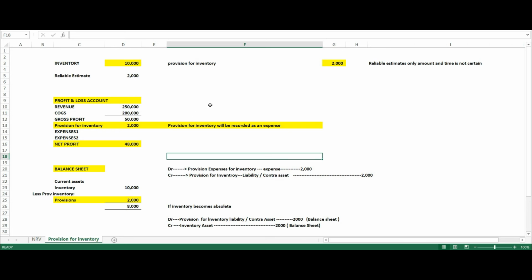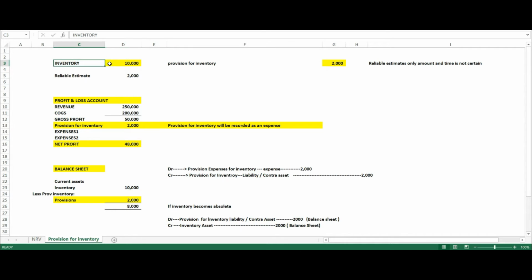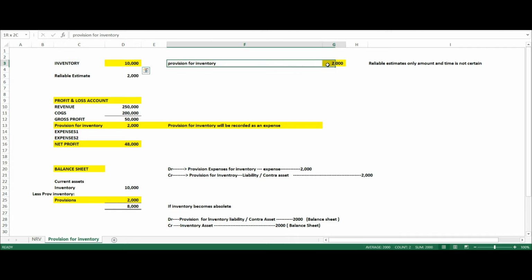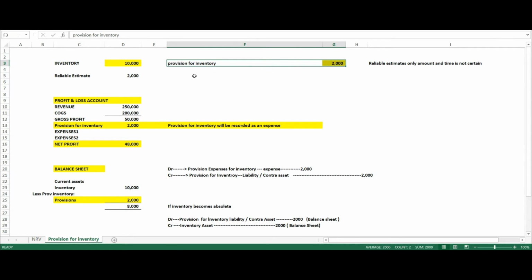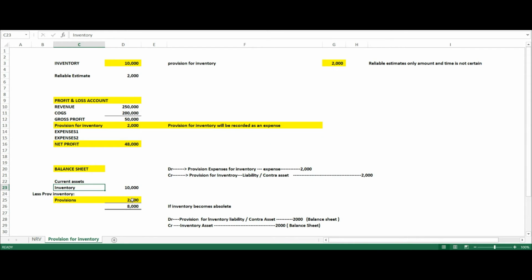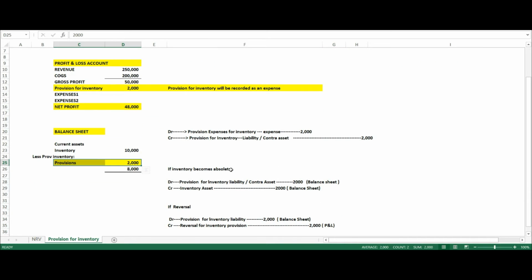So let's go and check the provision for inventory. Now we have the same inventory of 10,000, but at that time we don't have a net realizable value of 8,000, but we have a reliable estimate. The amount and time are not certain, but we have made an estimation that 2,000 will be reduced based on some professional judgment. So there is a provision for inventory of 2,000. What you will do is record a provision for inventory expense of 2,000 as a debit, and then reduce the same amount from the inventory as a contra asset. So these will be the entries.